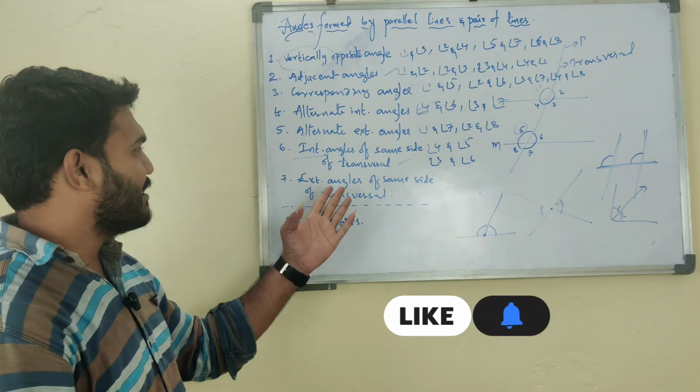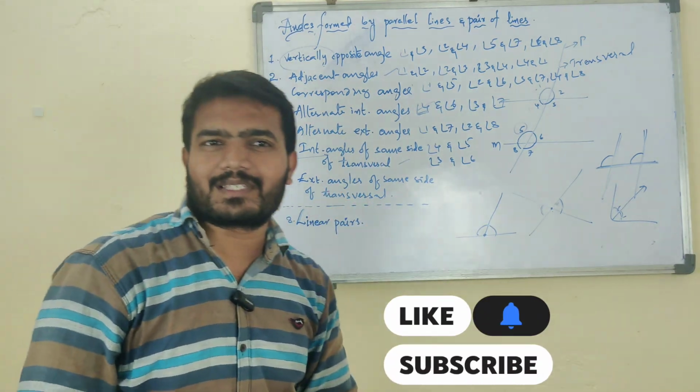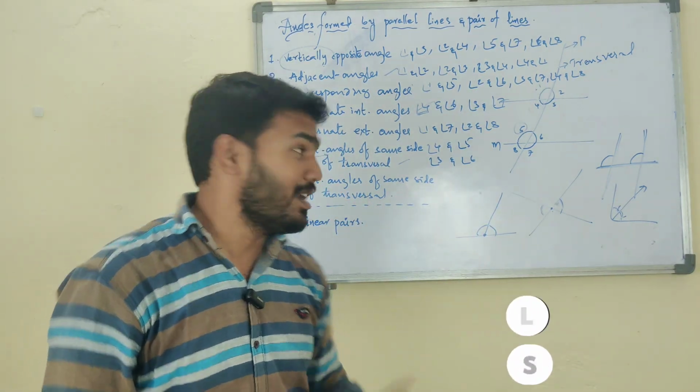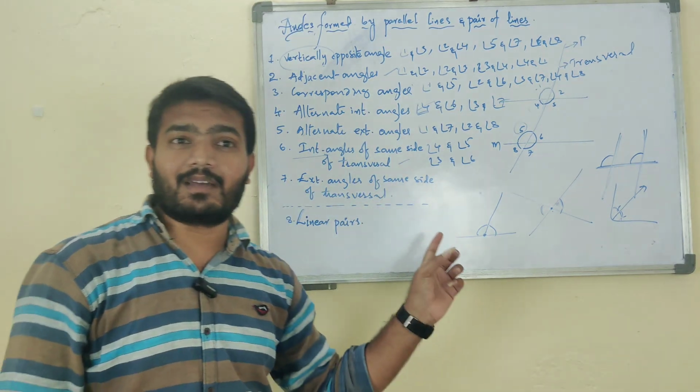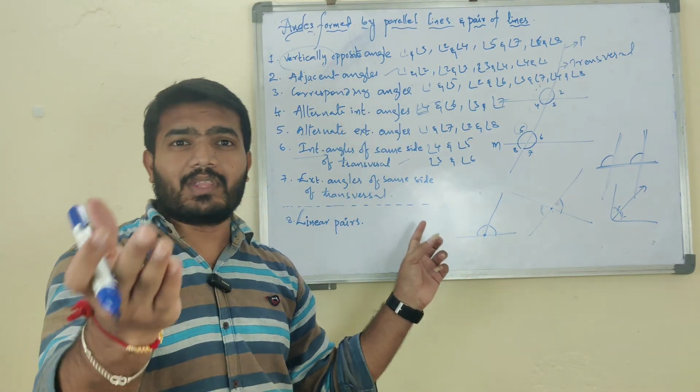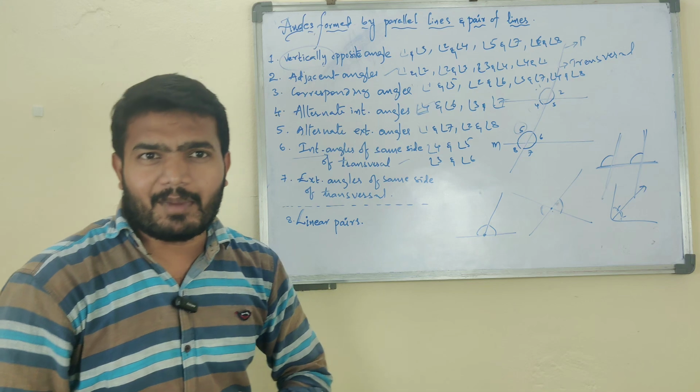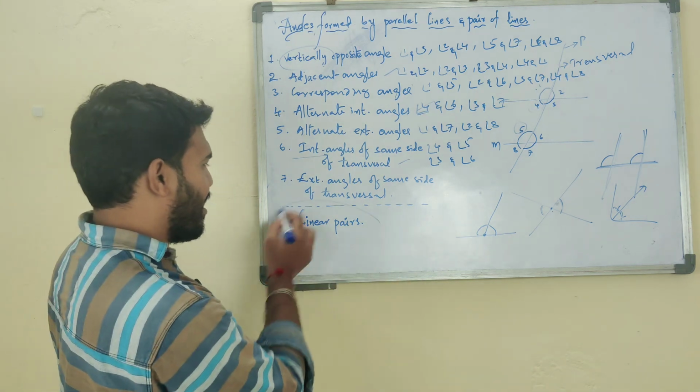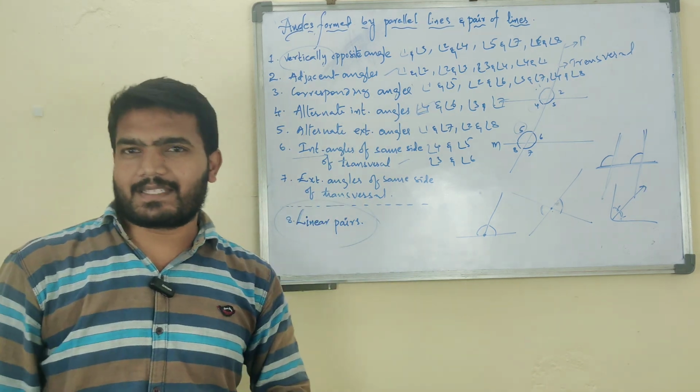Right? Next, exterior angles of the same side of a transversal. Hope now you guys understand what I mean by exterior angles of the same side of a transversal. Right? If you know the answer, please put it in the comment box. Right? Next, the last one is linear pairs.